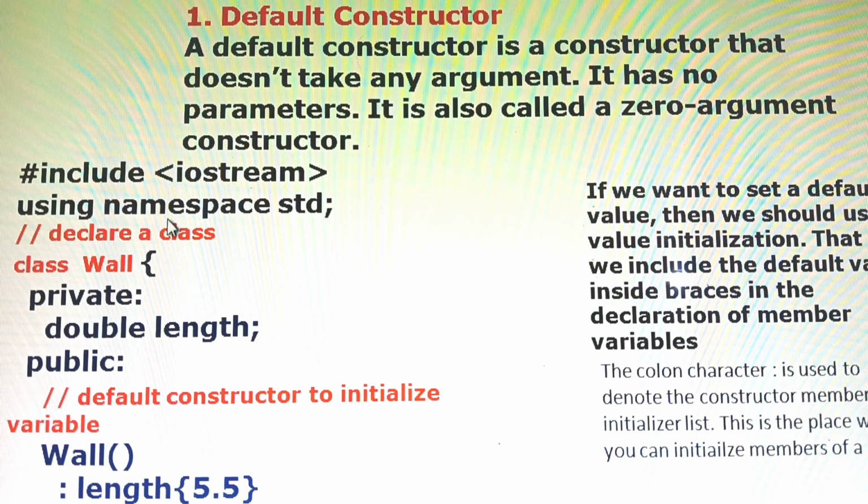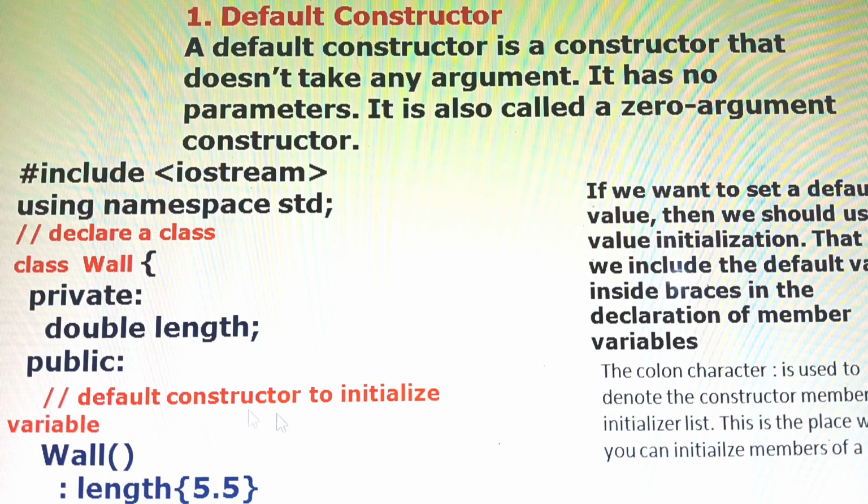Do the formalities of writing the program. Define the class. The class name is Wall, capital WALL. Then declare the variable length, double. The access specifier is private, so use the keyword private and then declare the variable. Then take the access specifier public. Here we have to declare the constructor and define it also.